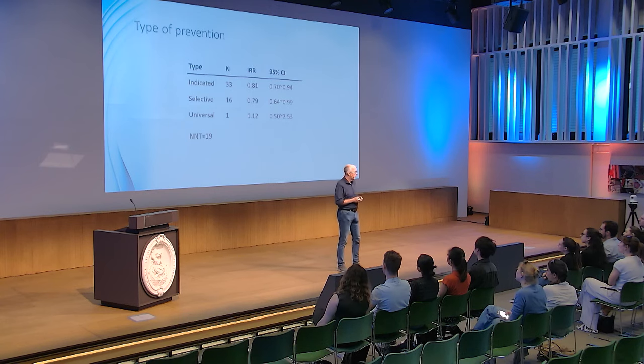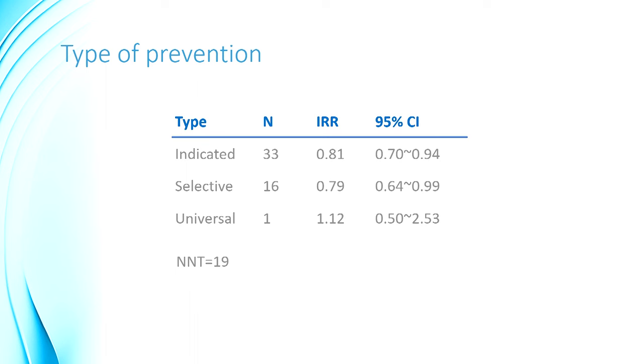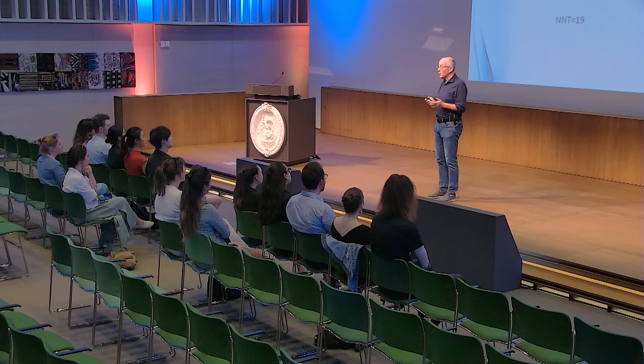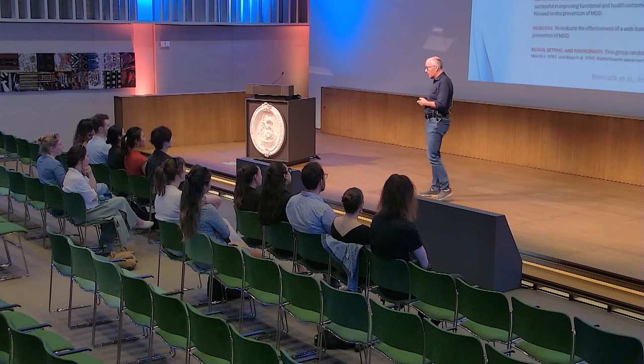Indicated prevention works. So if you get an indicated preventive intervention, the incidence rate ratio is 0.81, meaning that the risk of developing depression in the coming year is 19% smaller if you get a preventive intervention compared to not getting an intervention. That's it. For the first time, we also found that selective prevention is effective with about the same outcome. So we can reduce the risk with about 20% of developing new depressive disorders in people who do not have a disorder at baseline, which is good news. But as I said, the uptake is very low.